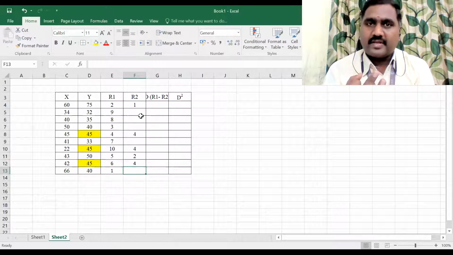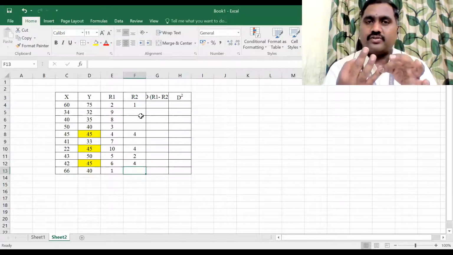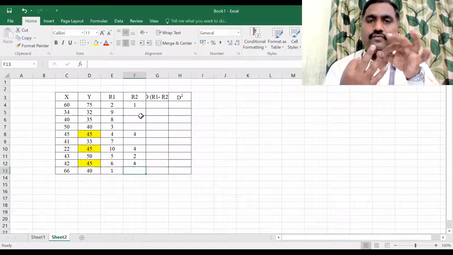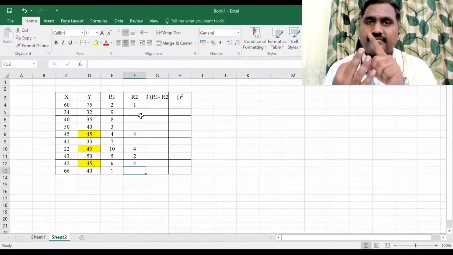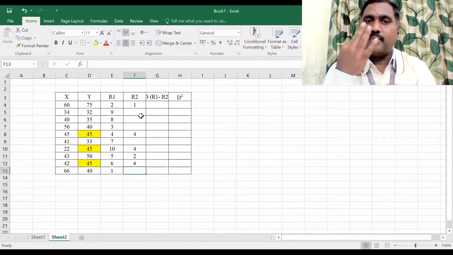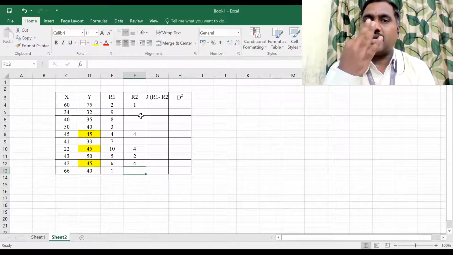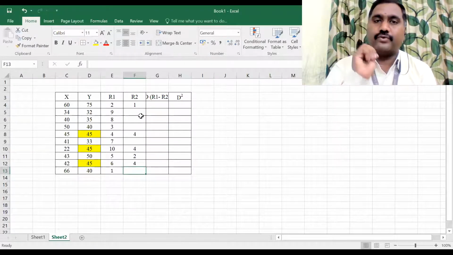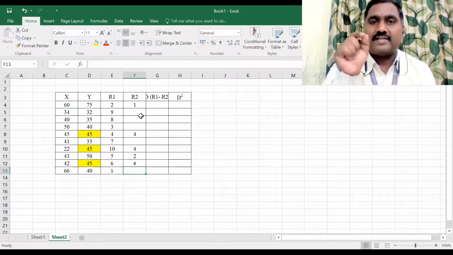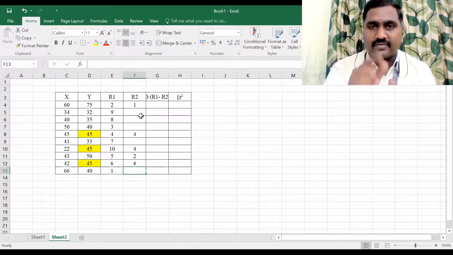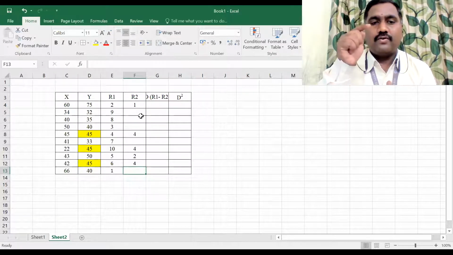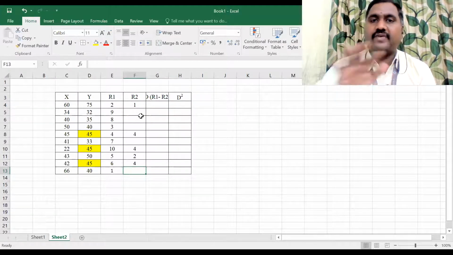So when the numbers are repeated, take the rank positions of those three numbers: third position, fourth position, fifth position. Add all these three, 3 plus 4 plus 5. You will get 12. Divided by how many times it's repeated? 3 times. So 12 by 3, you will get 4. So you should mention 4 as the rank for all these three 45 values. Okay, now ranks 1, 2, 3, 4, 5 are gone.